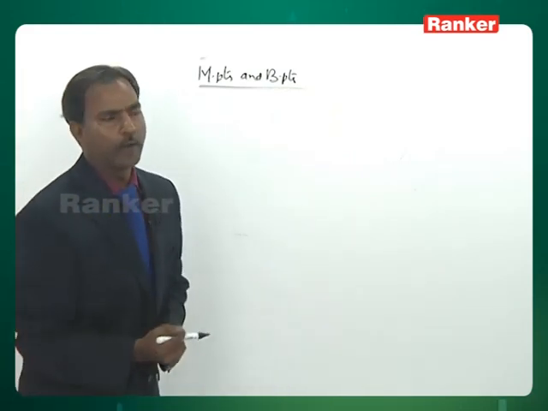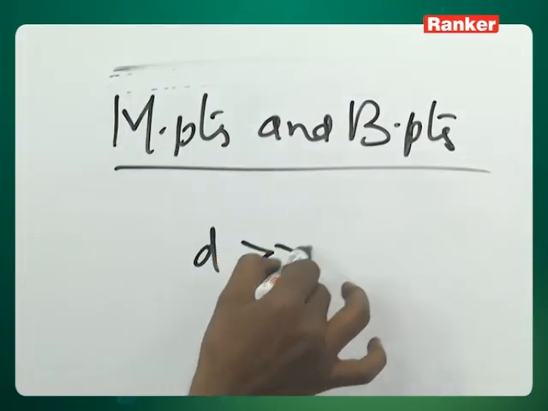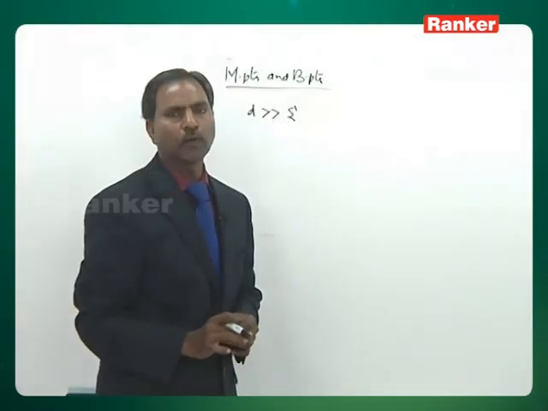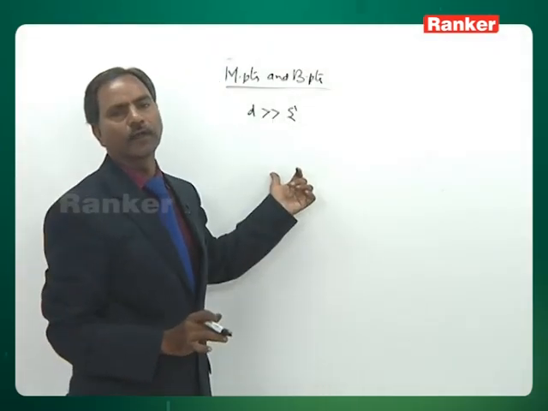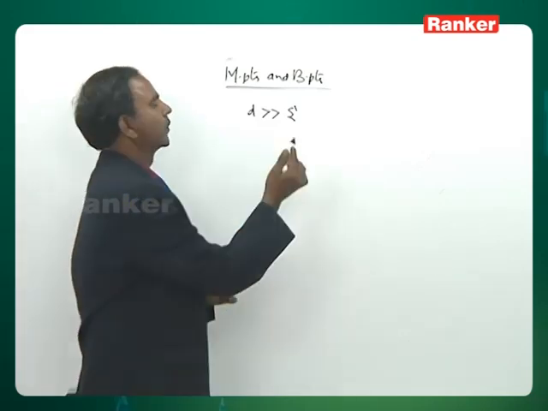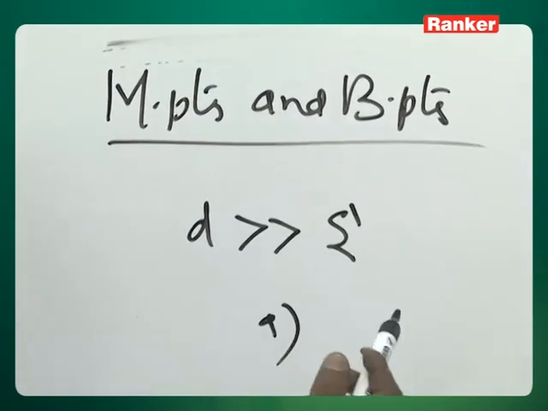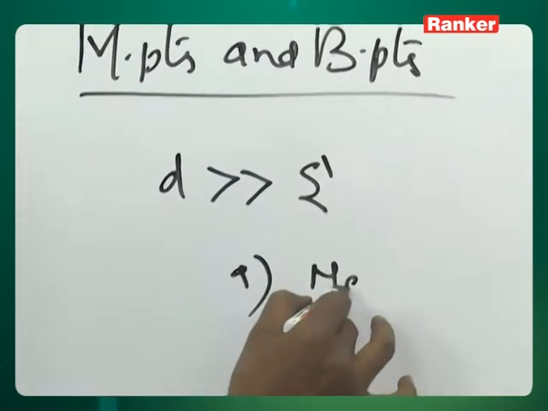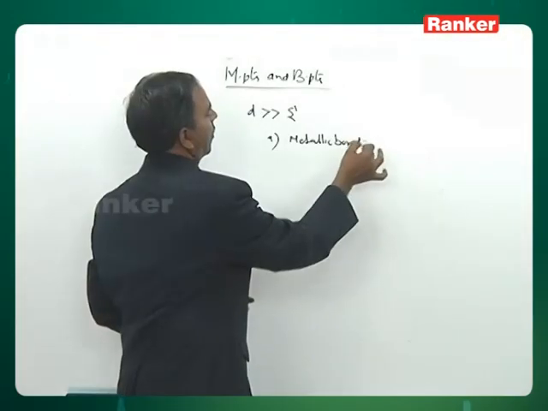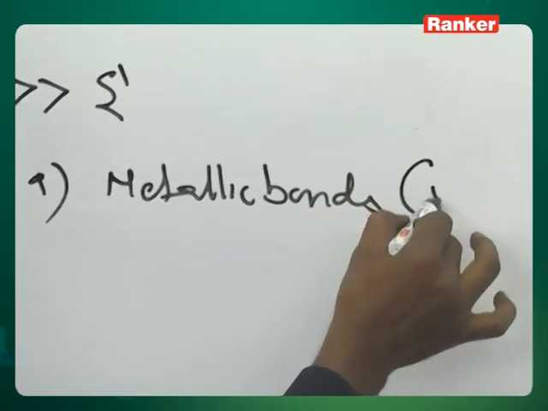Melting points and boiling points. The d block elements are having greater melting points and boiling points in comparison to s block elements. Why? It is due to the formation of two types of bonds. One is metallic bonds, by involving ns orbital electrons.